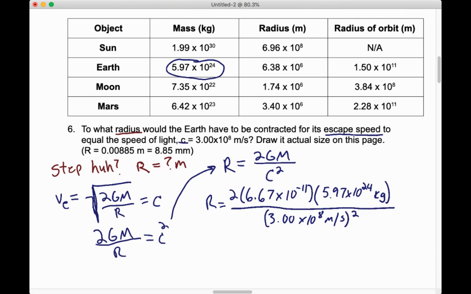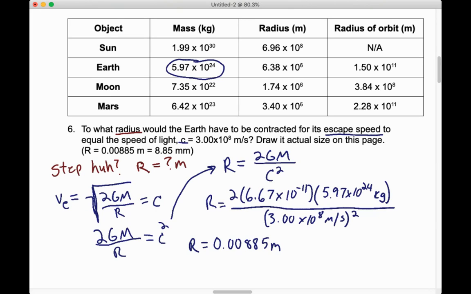When you do this in the calculator, make sure that you're only squaring this thing in the denominator. You're not going to square the whole thing. And if you do this, I'll skip the actual math part. You're going to get a fairly small number. You're going to get radius 0.00885 meters. And you can leave your answer like that.